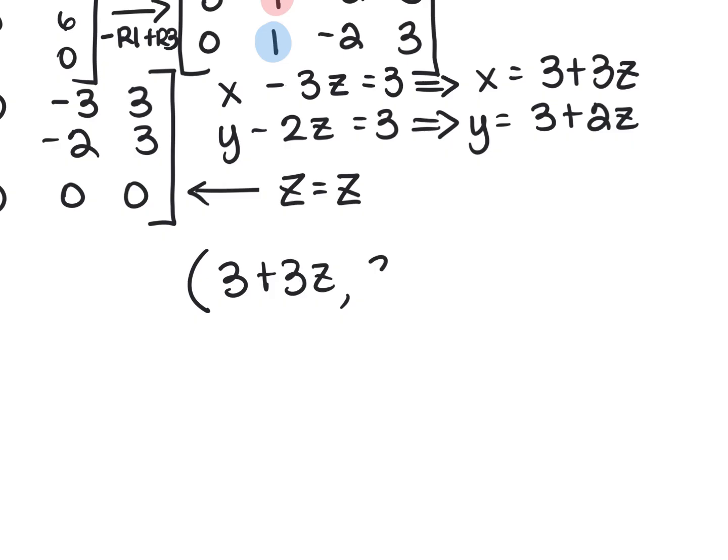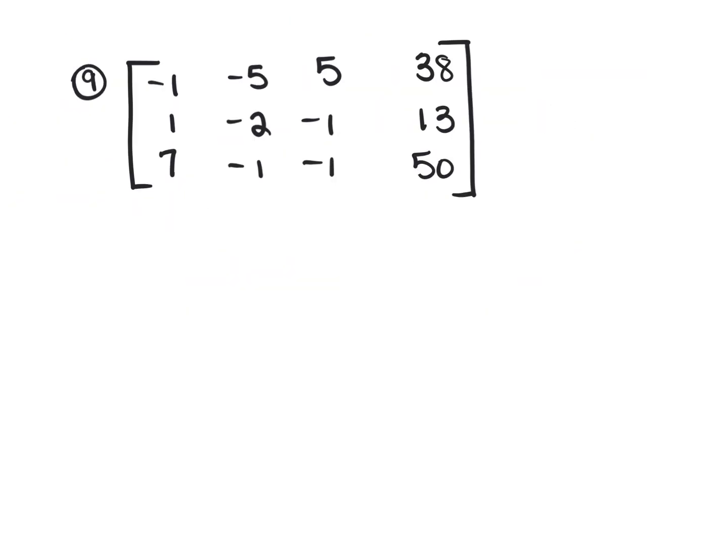Your y value is 3 plus 2z, and your final is just z itself. So this is the last example I'm going to be doing with you. The first thing we want is for the top line to be a positive 1. Since it's a negative 1, the first thing I'm going to do is just multiply by negative 1. So this would become a positive, this would become a positive, and the other two would become negatives.